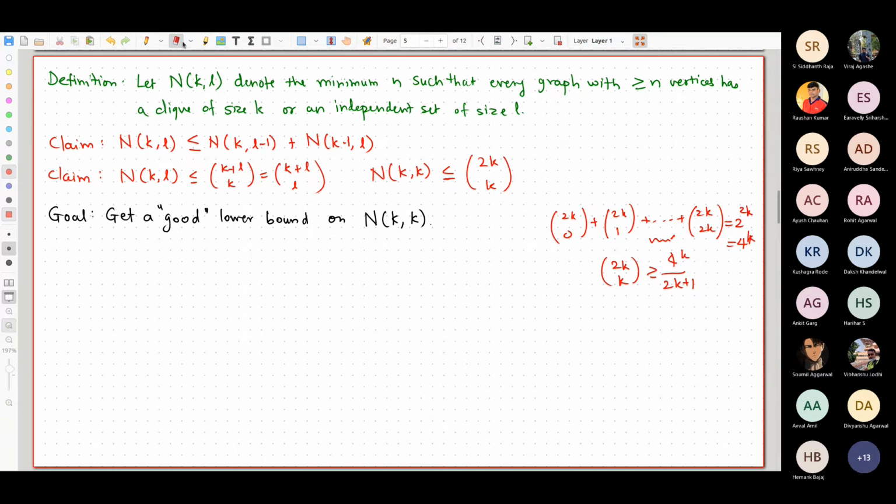But what I can certainly say, let's be extremely crude about it, is this is less than 4 to the k, 2 to the 2k, because the sum of all these binomial coefficients is 4 to the k. Is that okay? Who told 4 to the k by 2k plus 1? Was it you, Ramanuj? Rishabh. Rishabh, is it clear that this is in fact a lower bound and not an upper bound? Yeah. Okay, cool.